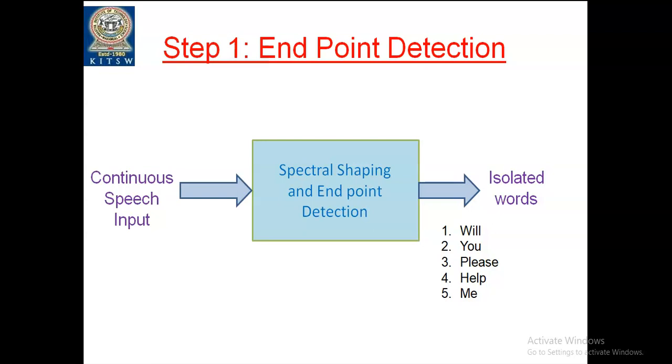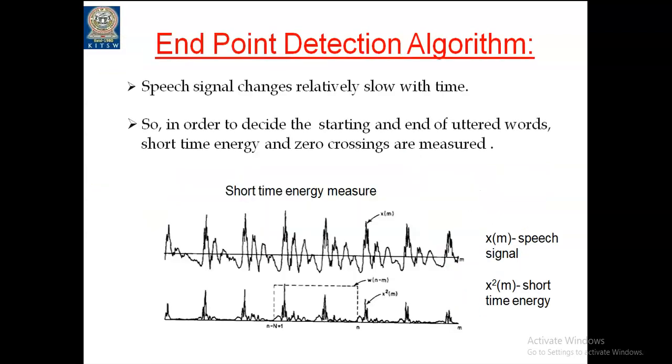Okay, once you take the continuous speech input, the output is isolated words. In the previous slide we have seen that the speaker is saying, "Will you please help me." So there are a total of 5 words in the sentence. Those 5 words we are going to treat as isolated words. Will you please help me, like that. Okay, now listen to the next slide.